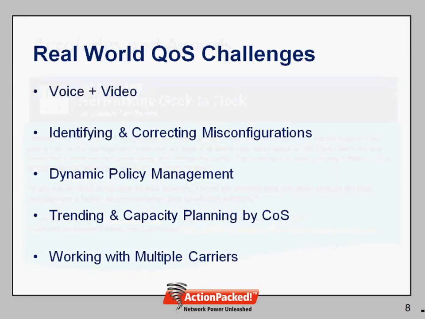What are some of the typical challenges that you would see today as far as designing quality of service and implementing it on next-generation networks? Well, voice and video are paramount. What's the best type of policy to use for voice and video in your environment? How can you be sure if the policies are doing what they're supposed to be doing? And most importantly, how can you effectively update those policies on your network?